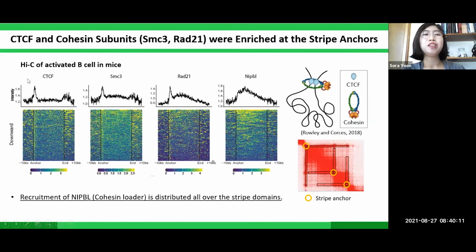So for the first question, using Hi-C of the activated B cell in mice, we found that CTCF and cohesin subunits like SMC3 and RAD21 were highly enriched at the anchor of the stripe. Here, the anchor of the stripe means the starting point of the stripes. This data is consistent with the previous finding from Vian et al., and we also found that the recruitment of NIPBL shows a somewhat different pattern from the others. The recruitment of NIPBL is distributed all over the stripe domain, but is still skewed to the anchor sites.